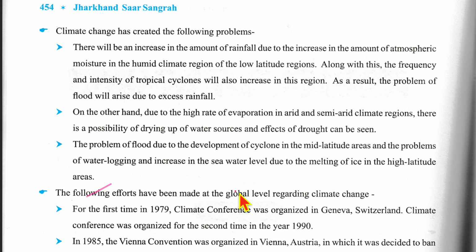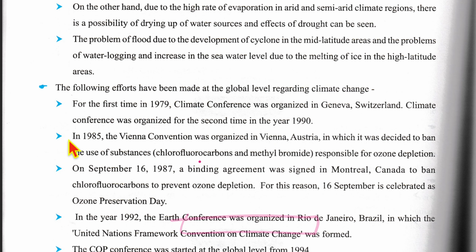The following efforts have been made at the global level regarding climate change. For the first time in 1974, a climate conference was organized in Geneva, Switzerland. A climate conference was organized for the second time in the year 1979. In 1985, the Vienna Convention was organized in Vienna, Austria, in which it was decided to ban the use of substances such as chlorofluorocarbons and methyl bromide responsible for ozone depletion.